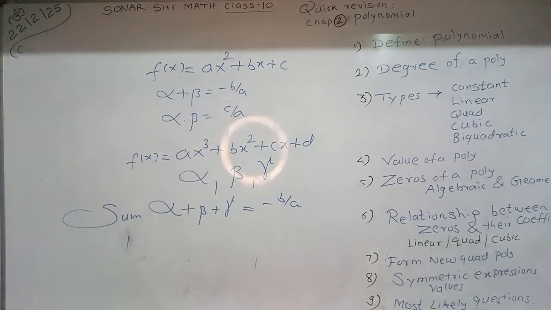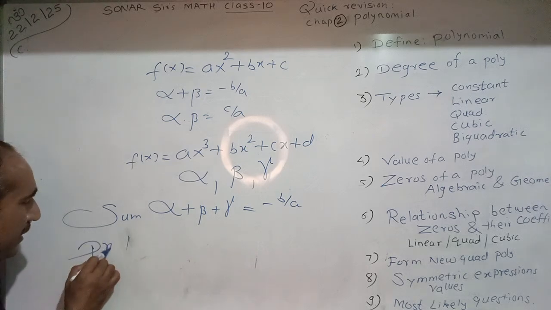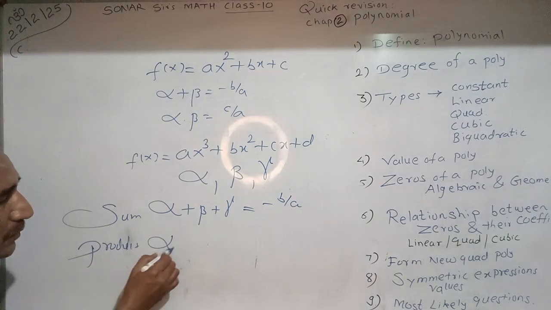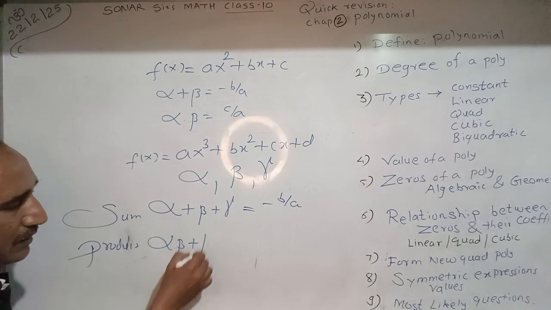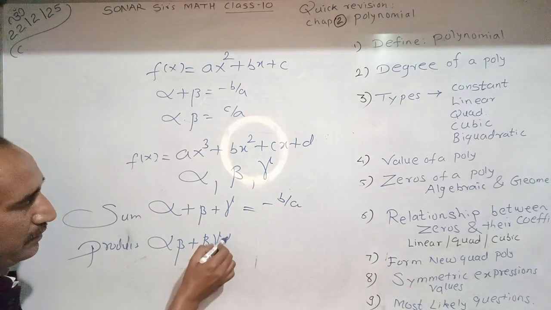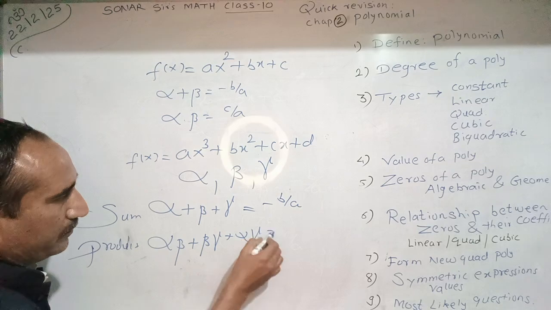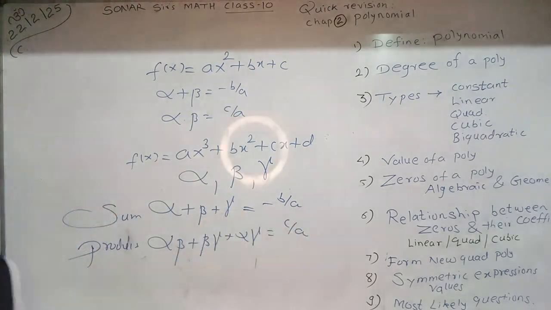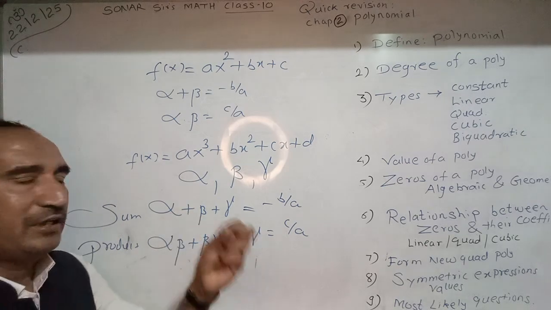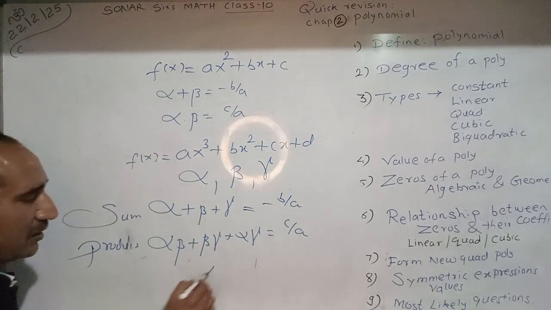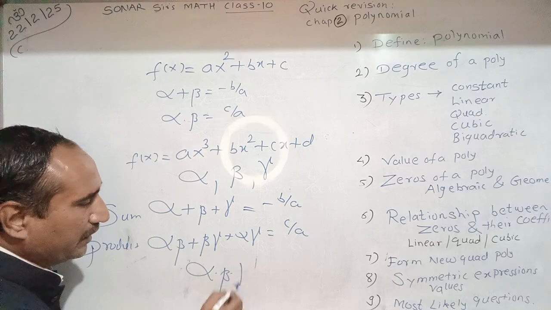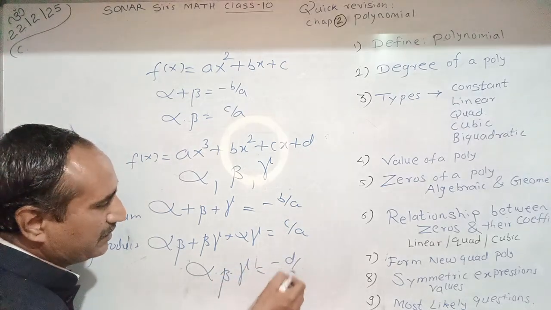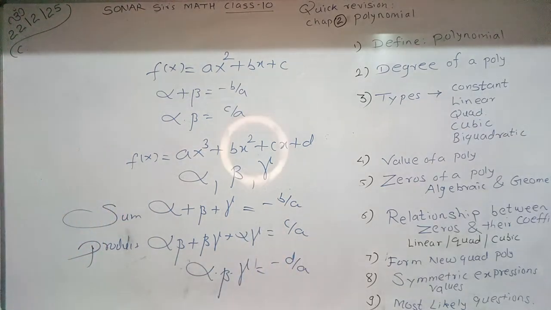Now the product of the zeros. So two products we have to take: alpha beta, beta gamma and alpha gamma. And this sum of products will be the second term, that is C upon A. And you have to remember only the third one. What is the third one? Alpha into beta into gamma, that is minus D upon A. The sequence is minus, plus, minus. So it is very easy to remember.